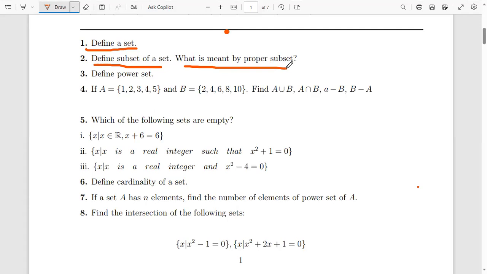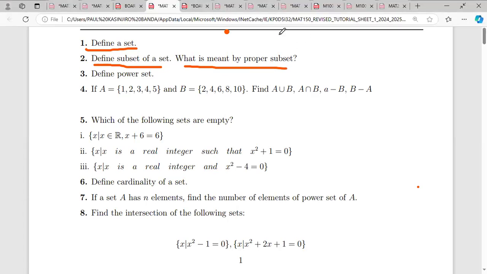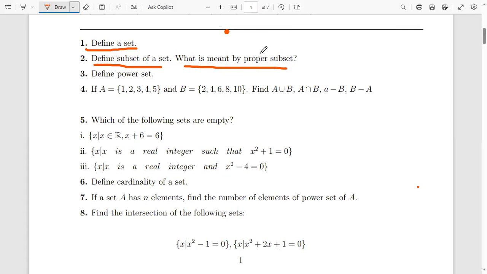A proper subset is a type of subset that we have, okay? So the one that is usually called the subset is also called the improper subset, okay? And then we have the other one now, which we know as a proper subset. So what's the difference between these two?